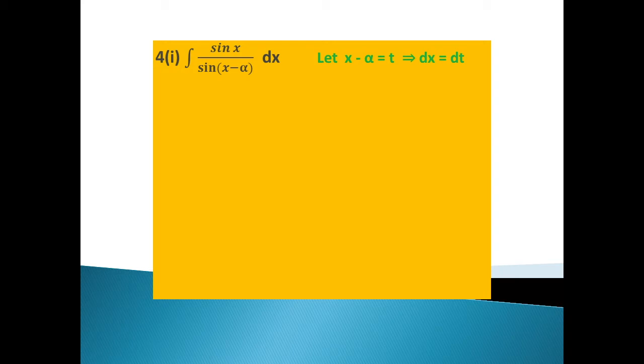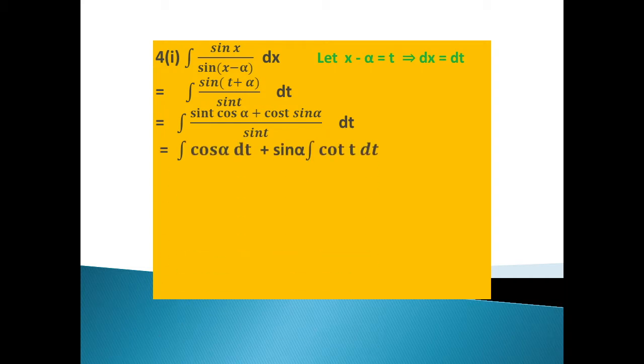That is why I am making the assumption that let x minus alpha be equal to t, which would imply dx will be equal to dt there. When you do the substitution, the function changes to sine of t plus alpha upon sine t. Now you can see that you can use the formula of sine of a plus b, which I have used over here, and I have written sine t cos alpha plus cos t sine alpha whole upon sine t. Now I have split this up.